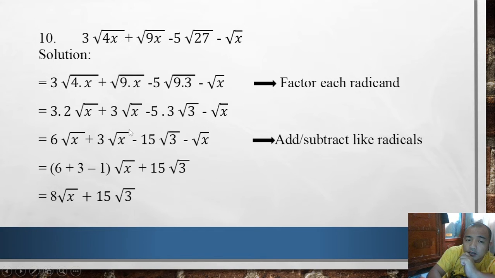So in this case, there are 3 addends which are similar radicals. So we just add and subtract your coefficients. 6 plus 3, 9. 9 minus 1, 8. 8 square root of x.